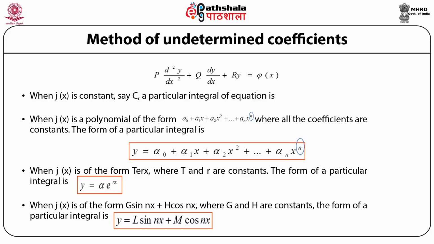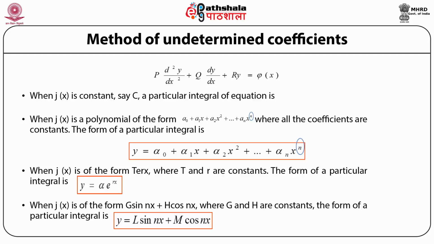When psi of x is of the form t times e to the power rx, where t and r are constants, then the particular integral will again be of the form y equals alpha times e to the power rx. Psi of x is what we call the forcing function in some places, and when psi of x is 0, we solve the auxiliary equation.